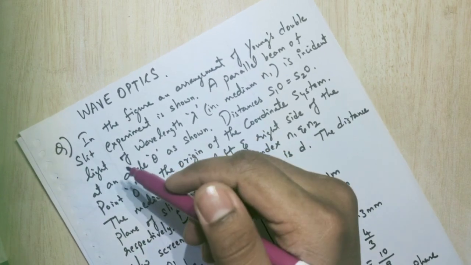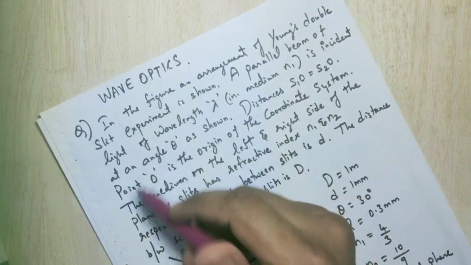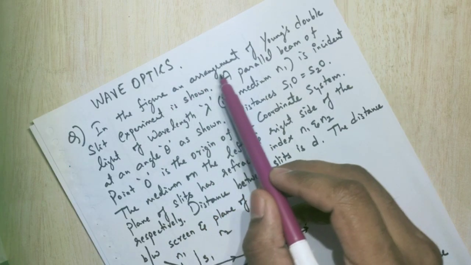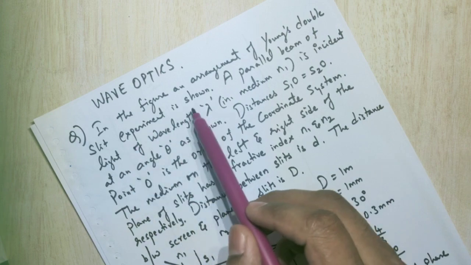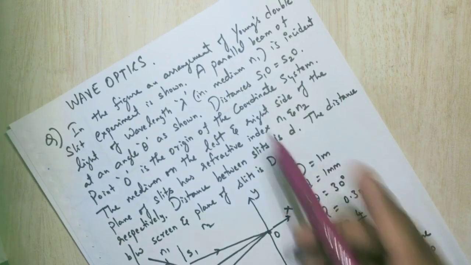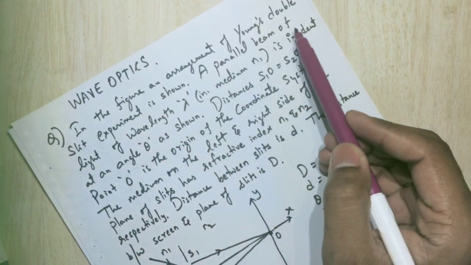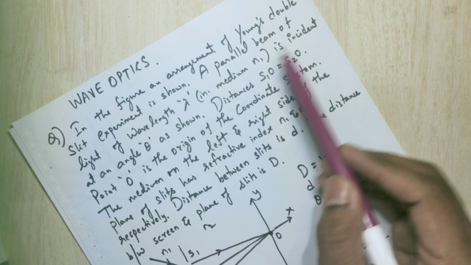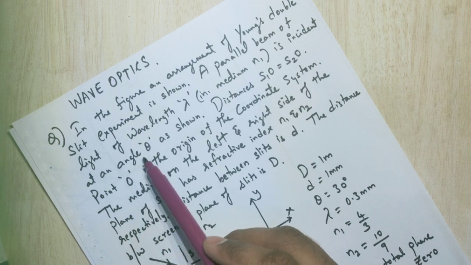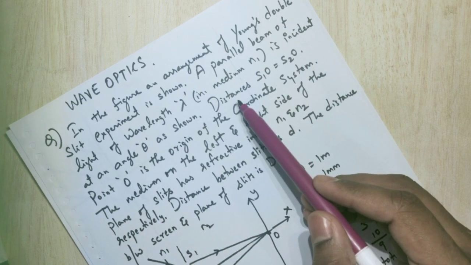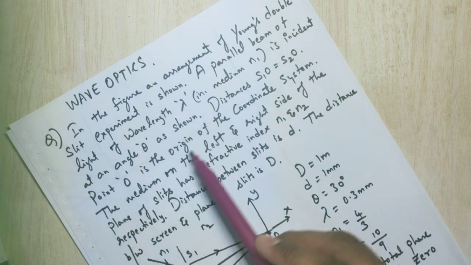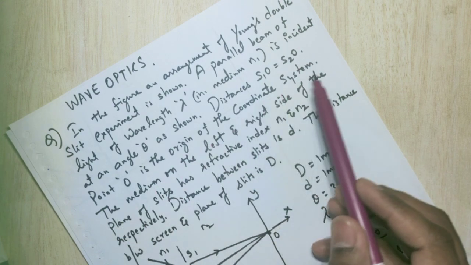Hello everyone. So let us solve this question from wave optics. In the figure, an arrangement of Young's double slit experiment is shown. A parallel beam of light of wavelength lambda in medium n1 is incident at an angle theta as shown. Distances S1O is equal to S2O. Point O is the origin of the coordinate system.